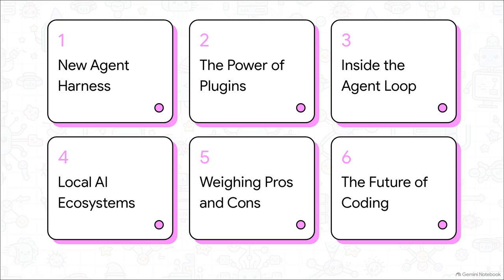Well, here is our roadmap for the explainer today. We'll kick things off by defining this new agent harness. Then we'll look at the power of its plugins, peek inside the agent loop, see how it fits into local AI ecosystems, weigh the pros and cons, and finally explore what this means for the future of coding.